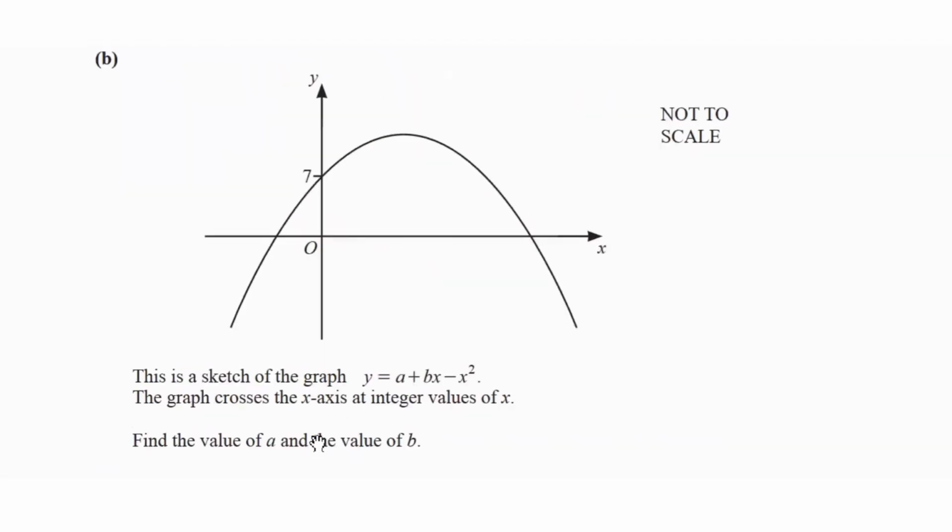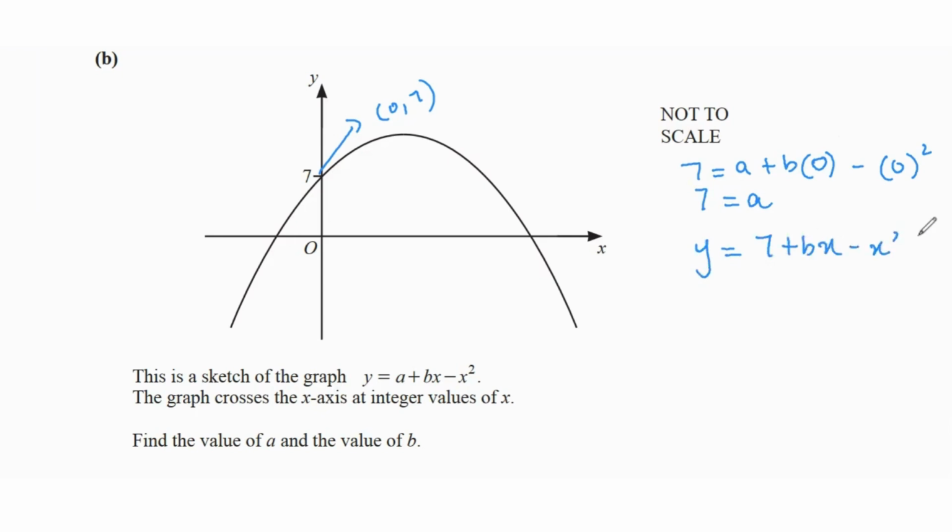This is a sketch of a graph y equals a plus bx minus x squared. The graph crosses the x-axis at integer values of x. Find the value of a and the value of b. So to find the value of a and b, we substitute this point 0, 7 in the equation first. So that's going to be 7 equals a plus b times 0 minus 0 squared, which gives us 7 equals a. So we have y equals 7 plus bx minus x squared.